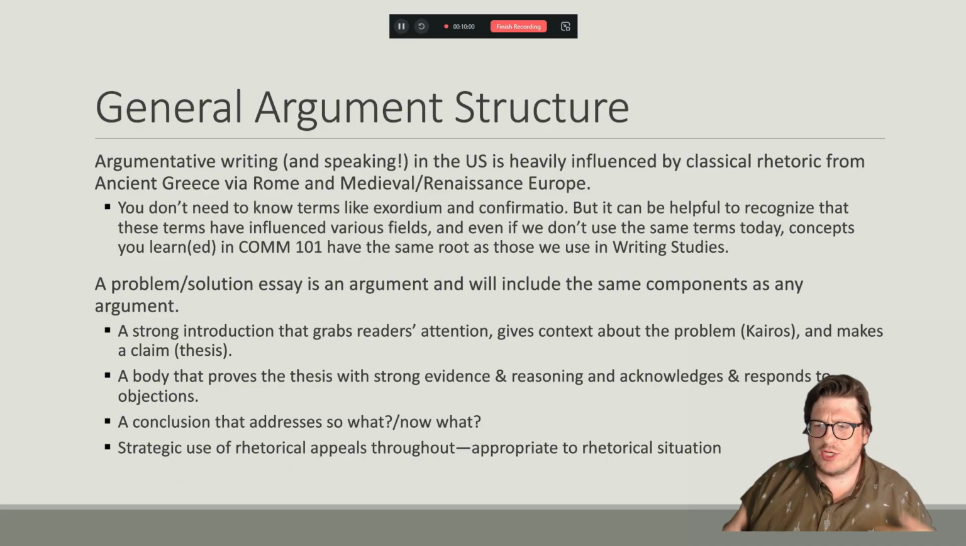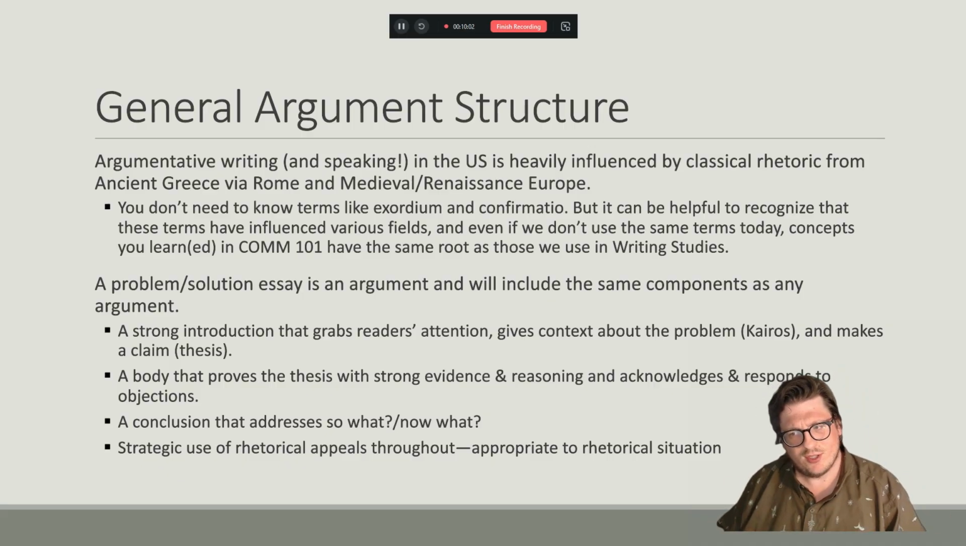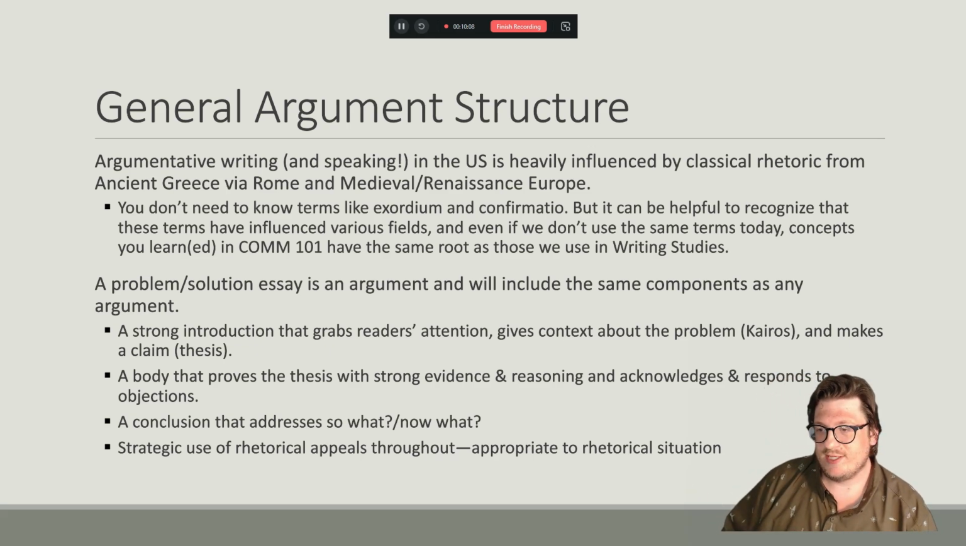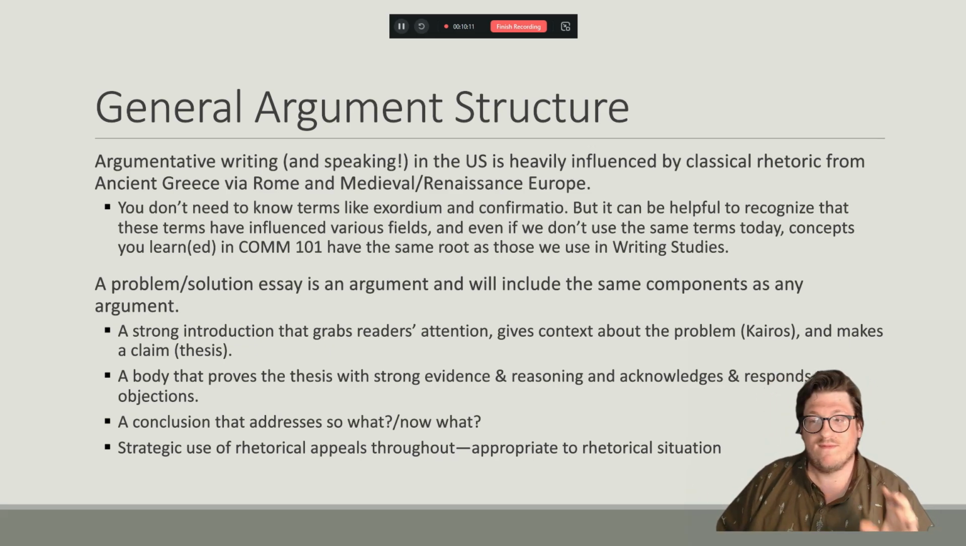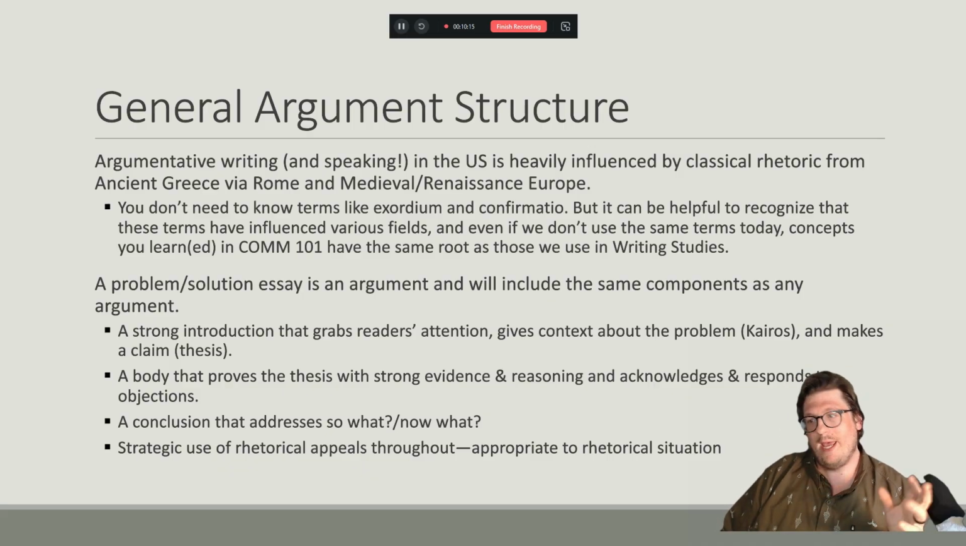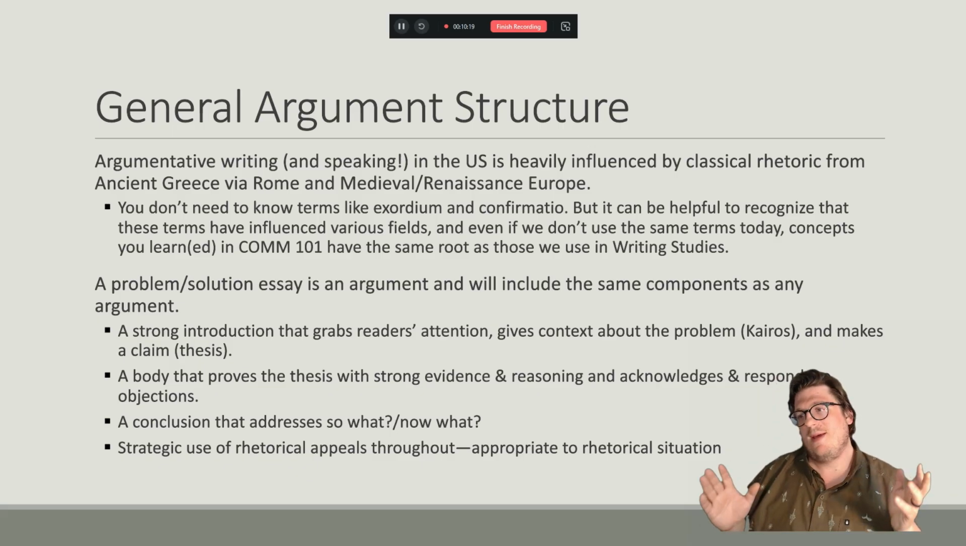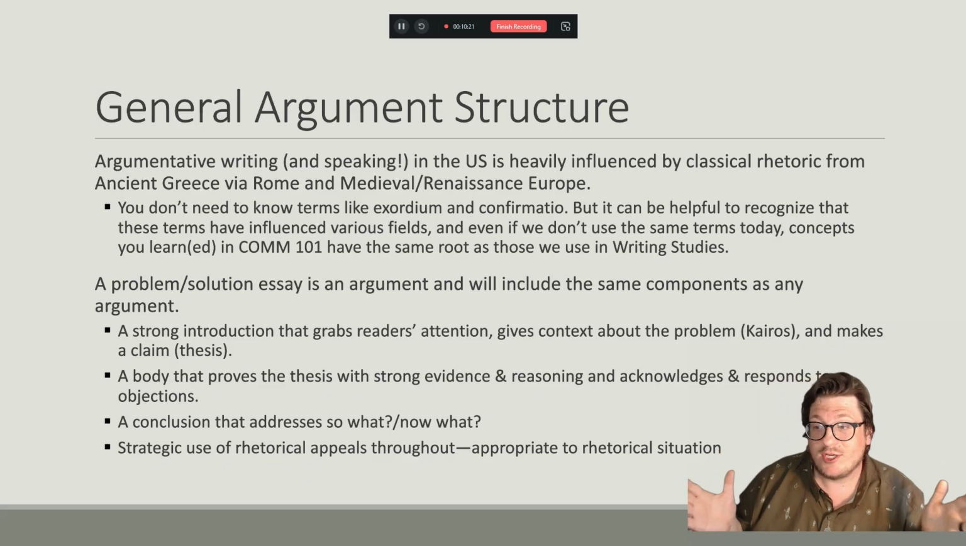And it also should acknowledge and respond to objections. I mentioned this earlier. You're going to have a counter argument and a rebuttal in this sort of essay. You always want to find a strong argument against your position and pick it apart in your rebuttal. Say, this is why it's wrong. Maybe this is a good objection to what I'm saying.